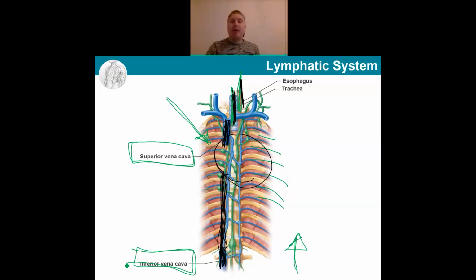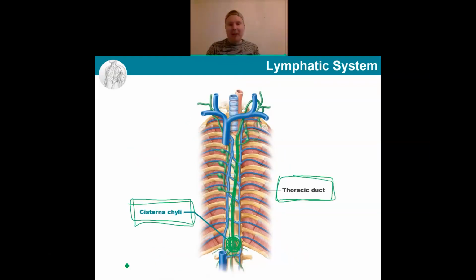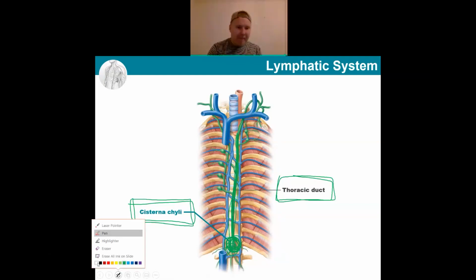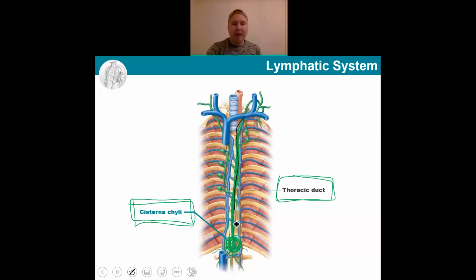And these are just structures that are anatomically good to know. Let's have a look at those. So first of all, through the entire thoracic cavity, at the very back, against the vertebral column, we have this long lymphatic vessel that runs, and it's going to be called the thoracic duct. So duct tells us that it's a really, really thick one.